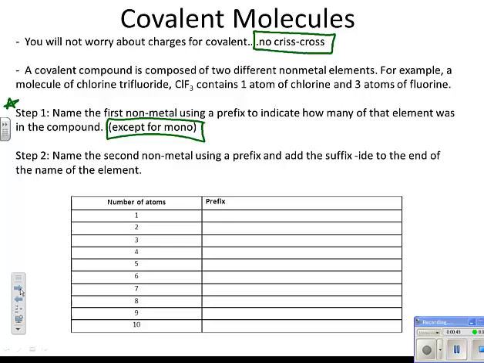Step 2, name the second nonmetal using a prefix, and then add the "-ide" to the end of the name of the element. So here is your list of prefixes, and you do need to memorize this chart.